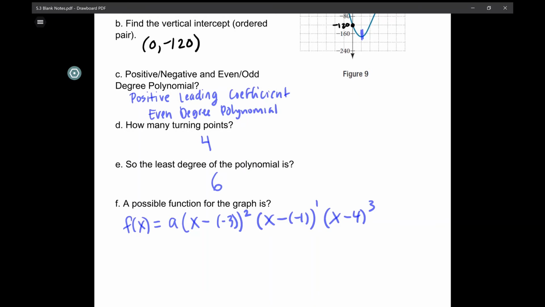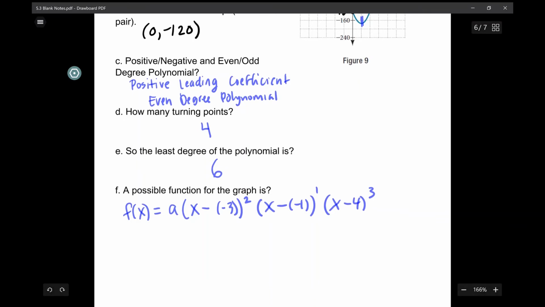All right, how do we work out that 0, -120 business? Well, we know the point 0, -120. We don't know a, right? So let's plug it in. f of 0 is equal to a times 0 minus -3 squared, 0 minus -1 to the first, 0 minus 4 cubed, and it's also equal to -120 because we read that off the graph. f of 0 is -120.